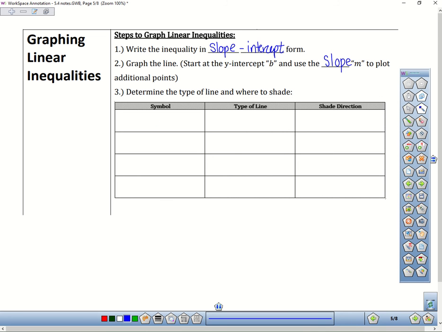So then it says to plot the additional points. So that's the main step that you're going to use. And then you're going to determine the type of line and where to shade. So these are the 4 symbols you're going to approach. Y is less than, y is greater than, y is less than or equal to, and y is greater than or equal to. So those are the 4 types of situations that you're going to see when you graph an inequality.